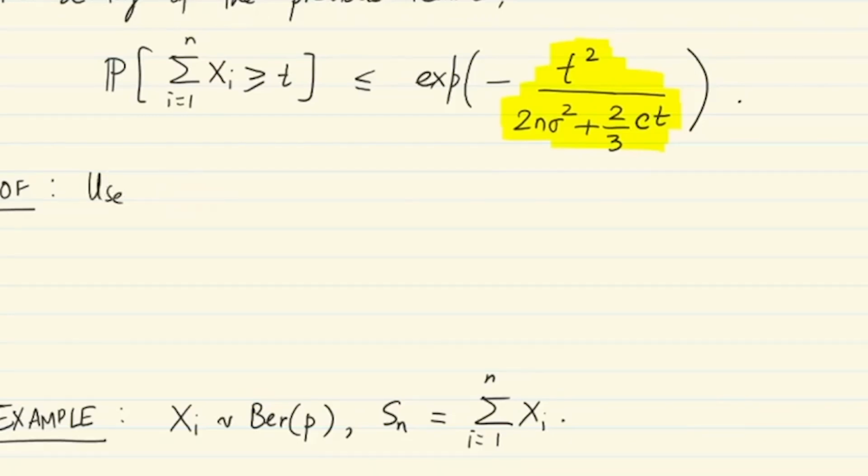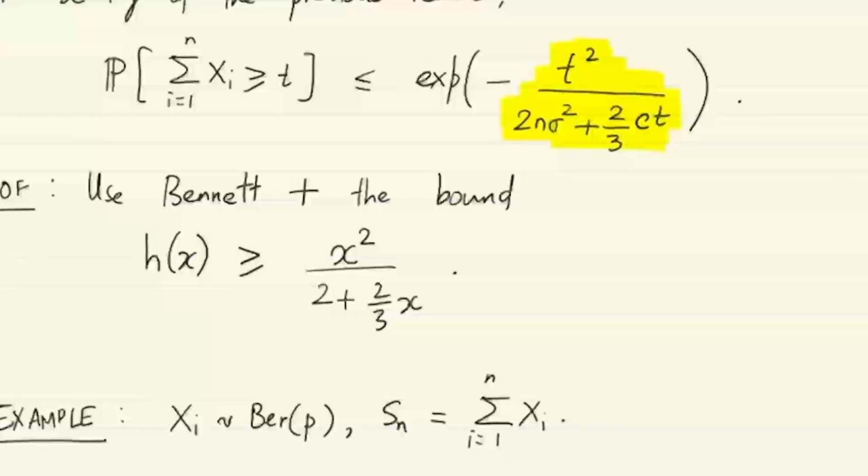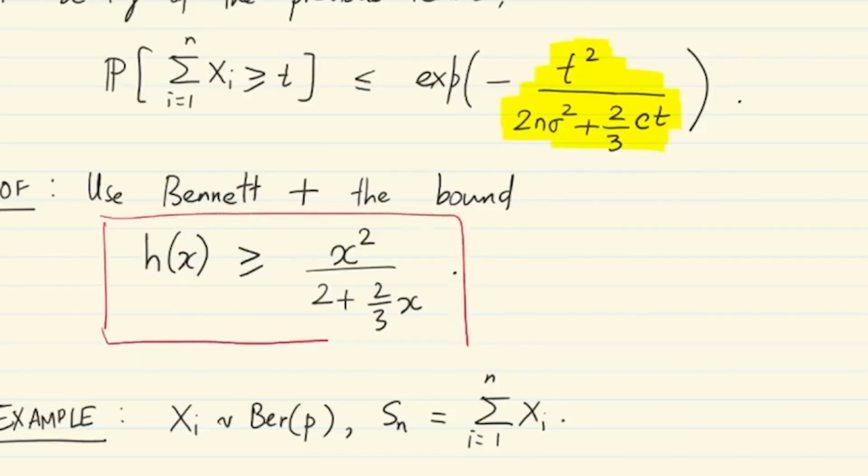Okay, so the proof is by using Bennett plus the elementary bound. So the h function can be bounded below uniformly by x square by 2 plus 2/3 x. Sorry, this is x square. Okay. So this is a universal bound on the h function, and using that in Bennett just gives you Bernstein's inequality.